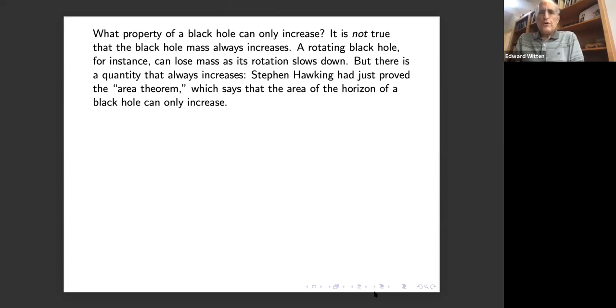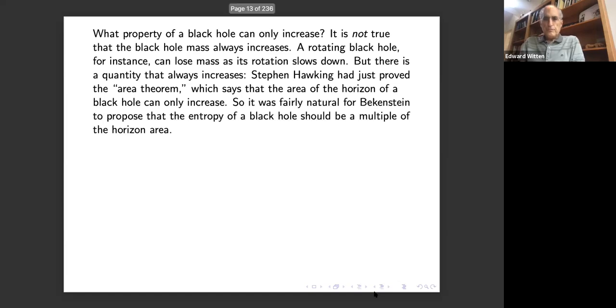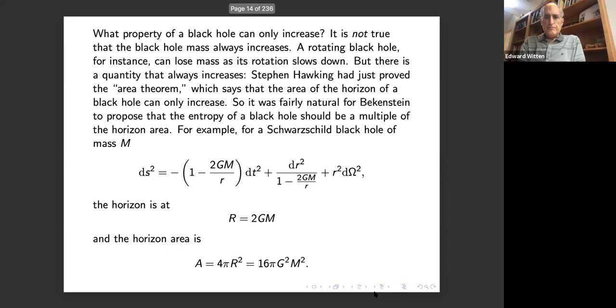Just before Bekenstein's work, Stephen Hawking had proved the area theorem that says that the area of the horizon of a black hole can only increase. And I'll give a hint about that proof later on. But for now, we'll just say that the area of a black hole horizon can only increase. So it was fairly natural for Bekenstein to propose that the black hole entropy should be a multiple of the horizon area. For example, for a Schwarzschild black hole with this familiar metric, the horizon is at r = 2GM, and the horizon area is 4πr², which is 16πG²M².